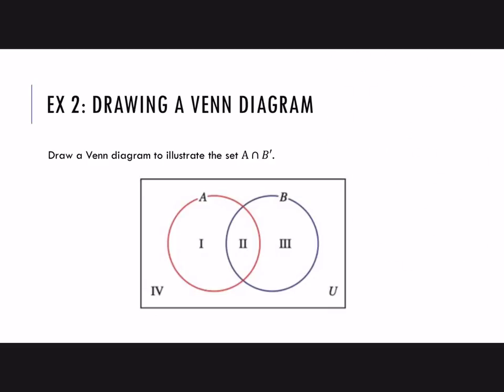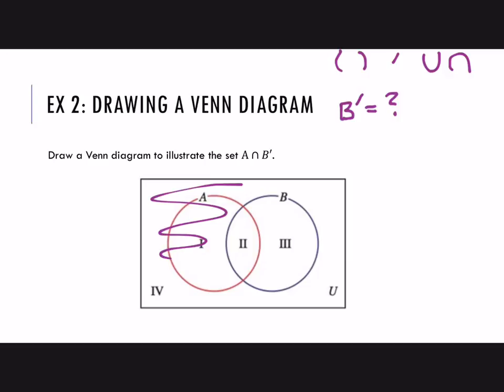All right, let's try another example. A intersected with B complement. All right, so order of operations, I'm sticking with those. So first thing I would do is, all right, the complement of B. All right, so shading, that would be outside here.